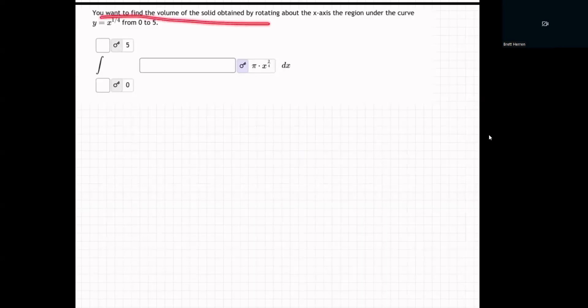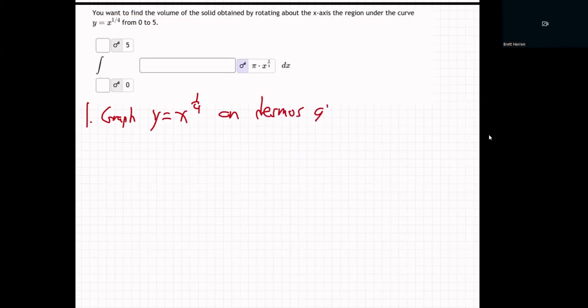You want to find the volume of the solid obtained by rotating about the x-axis the region under the curve y equals x to the 1/4 from 0 to 5. Well, the first step is to graph y equals x to the 1/4 on the Desmos graphing program, so you just want to get a good look at it.